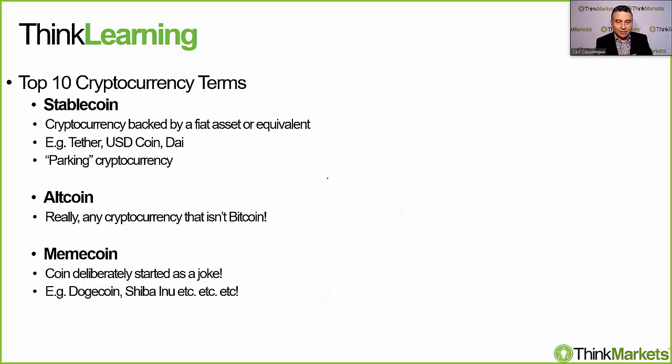Rounding out the list of our top 10 currency terms, we've got stablecoin, which is a cryptocurrency that is backed by a fiat asset or equivalent. It could be backed by gold, for example. The idea here, and the name kind of says it all, is that this cryptocurrency is very, very stable against that asset.